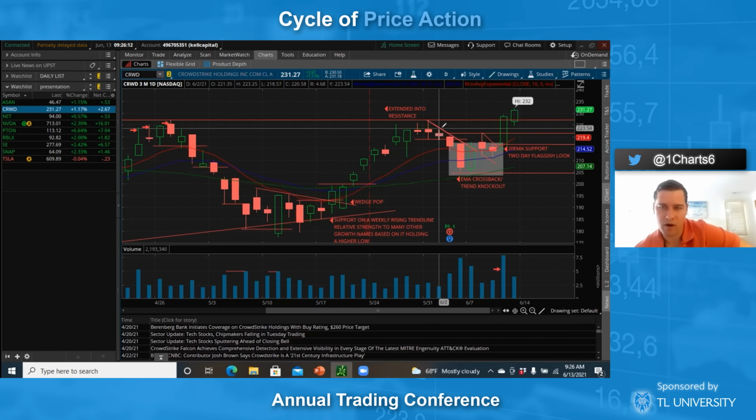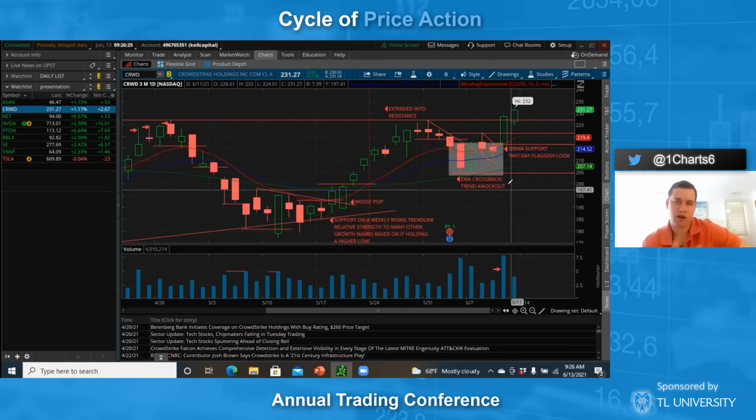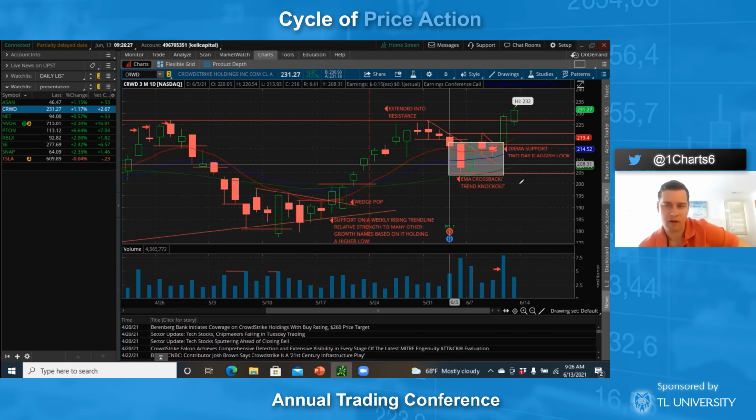So I viewed this almost as the EMA crossback, and then I viewed it as what I call a trend knockout. If you follow me long enough, you'll see that I really like to look for opportunities where a market takes out a level. In this case, it would be these shorter term moving averages, but then it recovers, showing that it shook out the weaker hands, the guys like myself who are maybe a little bit faster, but then it recovered.